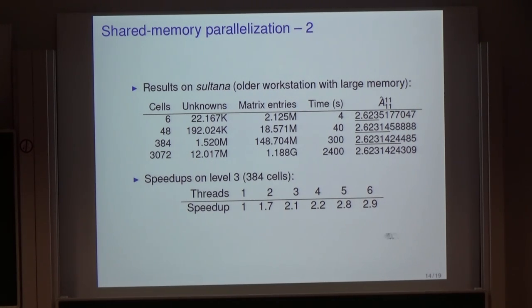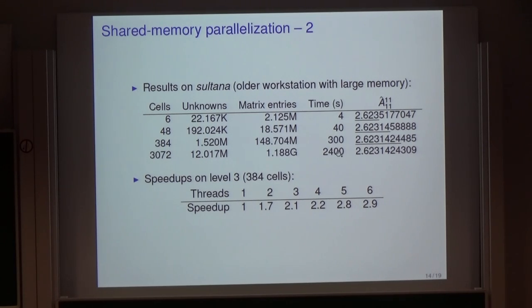This is an older workstation, but it has 250 gigabytes of memory. So then we see, using operating system threads, for six OS threads on one socket, we get a speedup of a factor of 3. And this old workstation is slower than the processors of the laptop. We get results which are comparable with the laptop, but again, one level more.